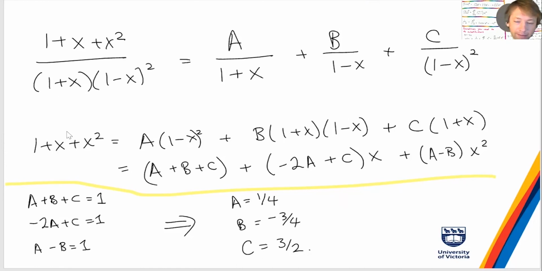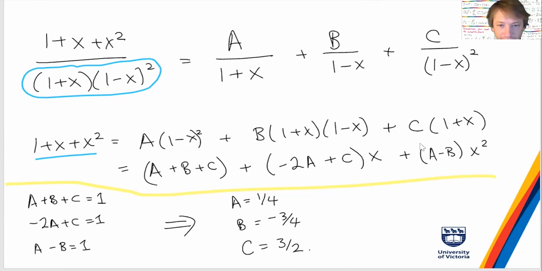And the way you do that is by multiplying things out, right? If I multiply this out, I just take this denominator and multiply it to everything. Left side, I just get the numerator. On the right side, I get a times 1 minus x squared because the 1 plus x cancels. Then I get b times 1 minus x, and I get c times 1 plus x because of cancellation.